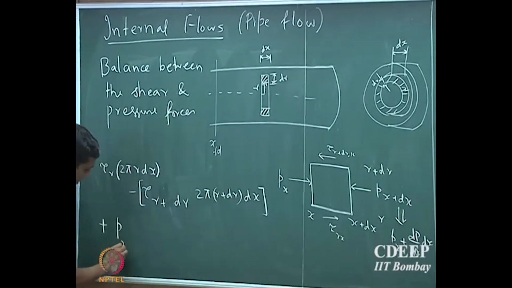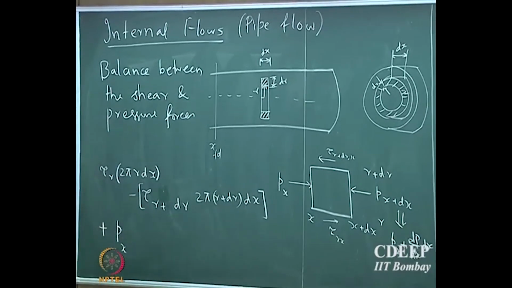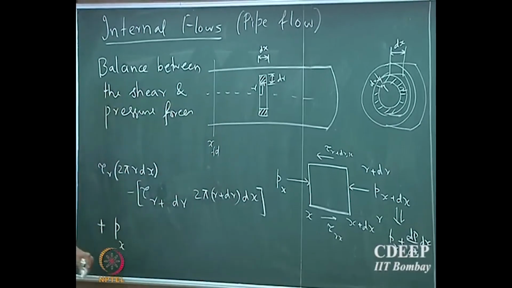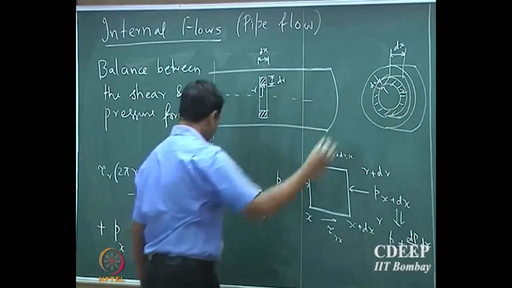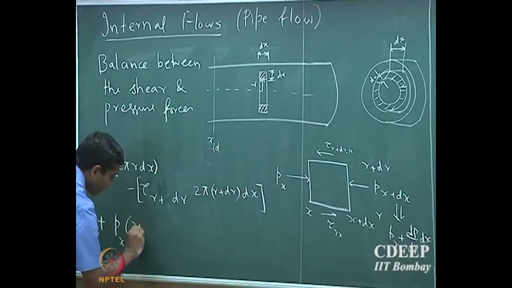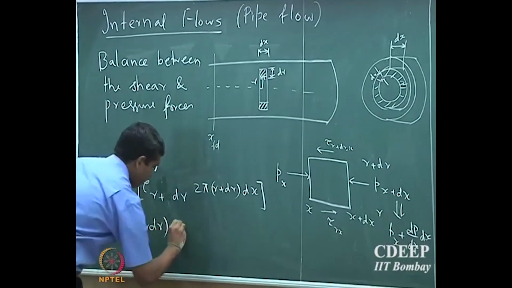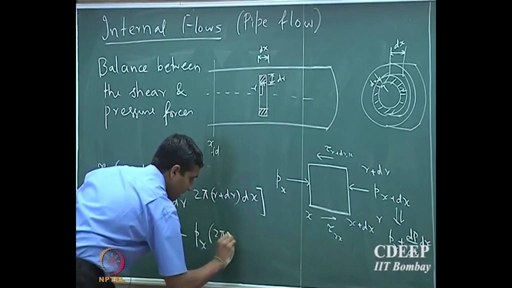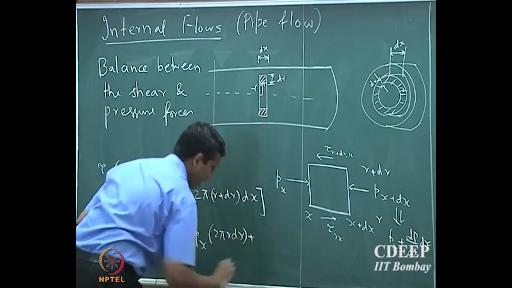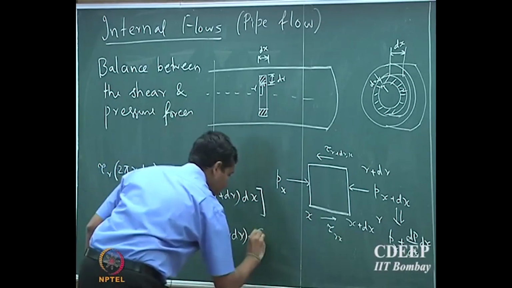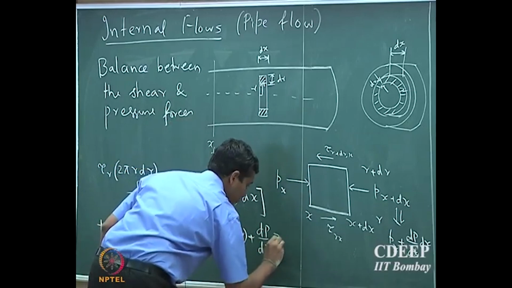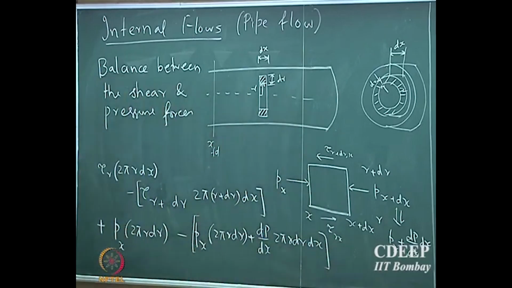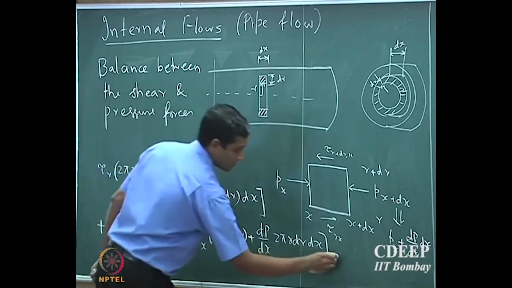Plus I can write the pressure forces. What's the area at which it is acting? 2 pi r dr. So note that it's an annulus, right. So 2 pi r dr is the area of this annulus shell. So that will be 2 pi r dr minus P x into 2 pi r dr plus dP by dx into 2 pi r dr into dx. And that should be equal to 0 under steady state.